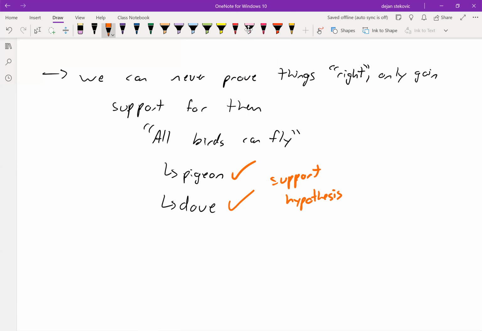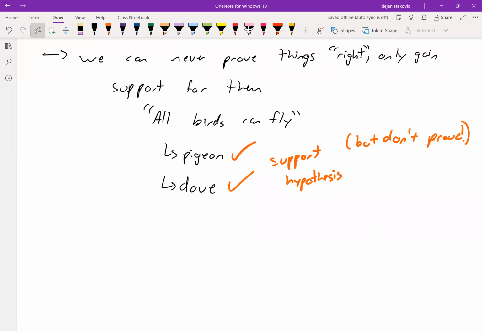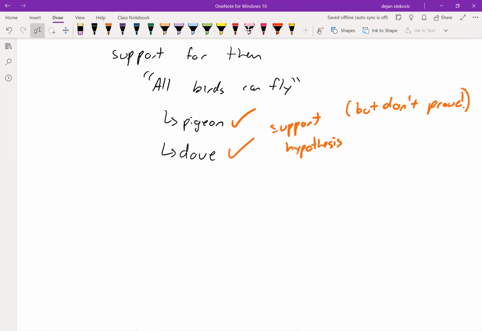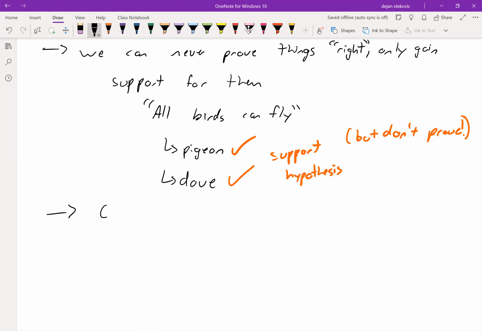Note that, however, we don't prove our hypothesis. Right, and that's a big difference. We say our hypothesis now has more evidence for it. It's still plausible, but it's not 100% correct. However, although we can't prove a hypothesis, we can disprove our hypothesis.